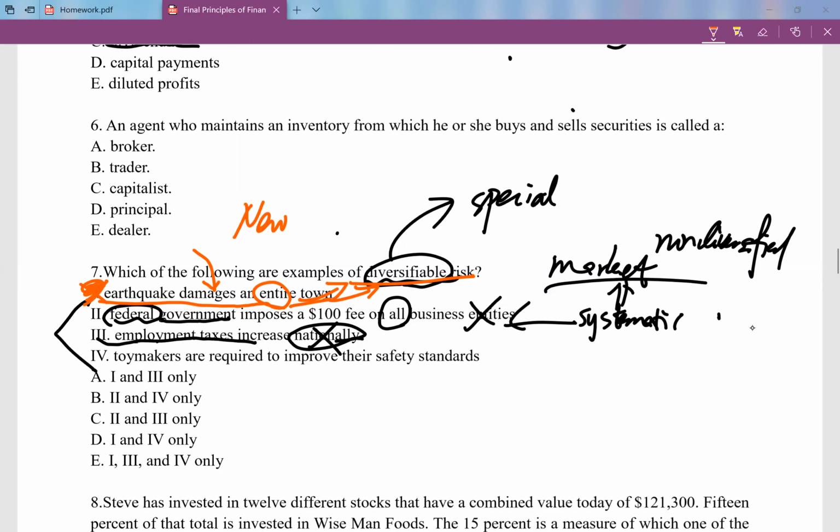Next one, toy makers are required to improve their safety standards. You can see it is for the toy makers, not for all the companies, only for the toy maker industry, so this can also be diversified out by putting in other sectors, such as financial or non-manufacturer, not toy maker industries, stock into our portfolio. So these two can be diversified out.